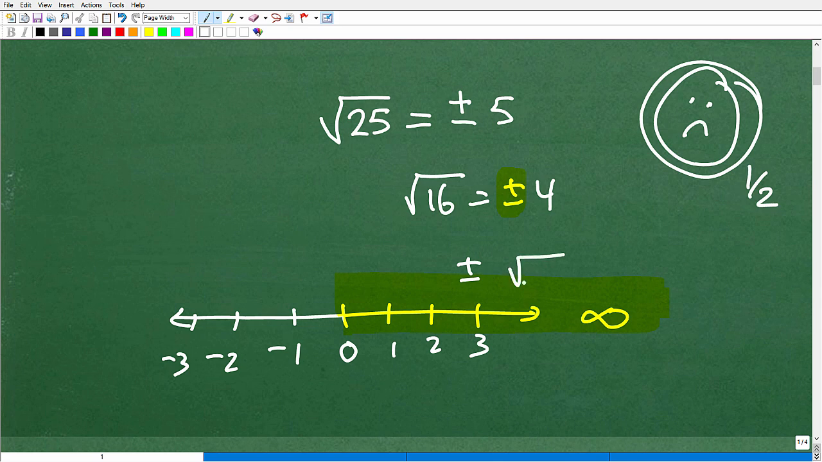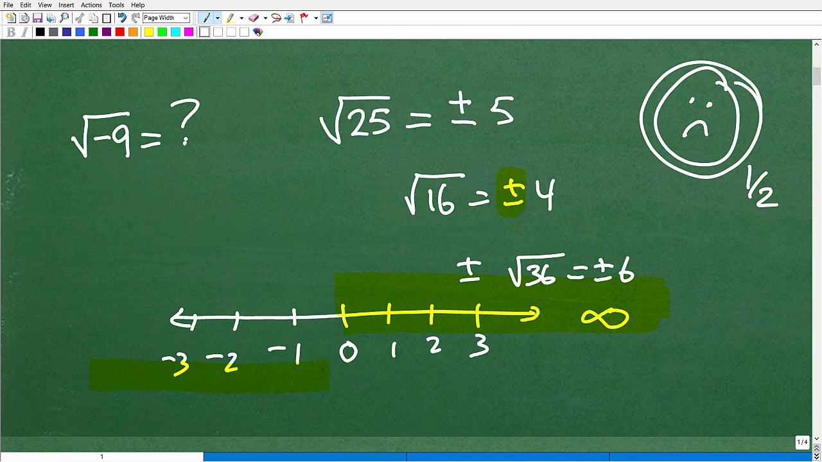Okay, so for example, let's pick another one, 36, okay, positive, -6. Now, over here, well, this is a different situation, all right? What's the square root of -9? Well, if you have your calculator handy, go ahead and plug in the square root of -9.